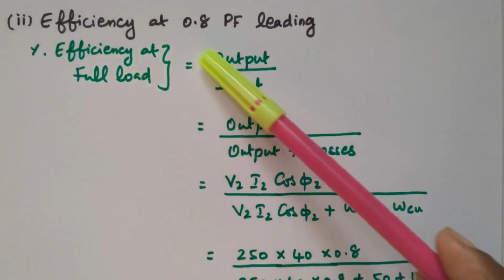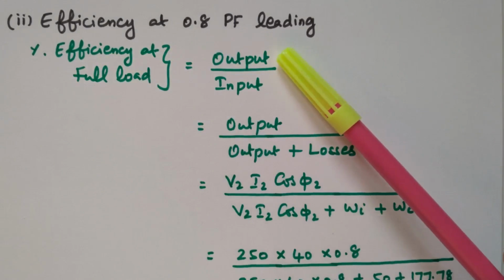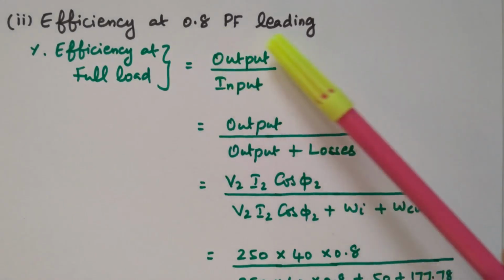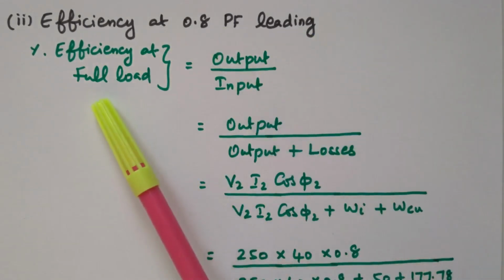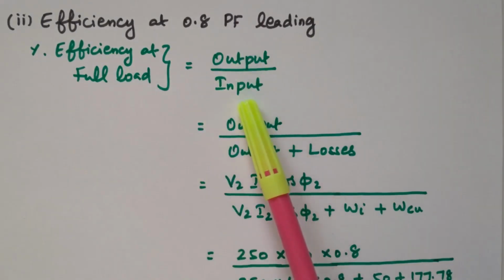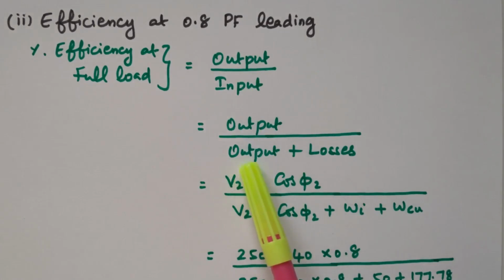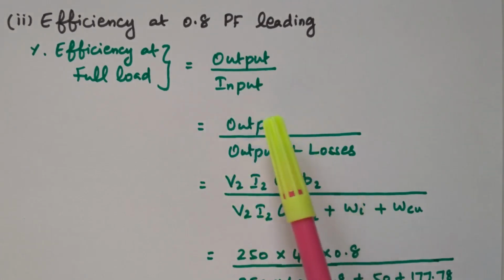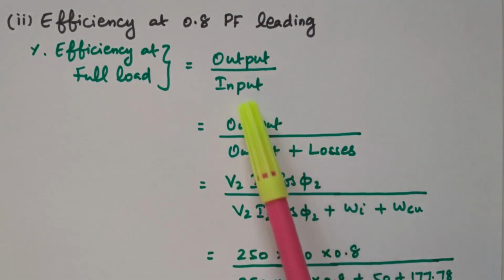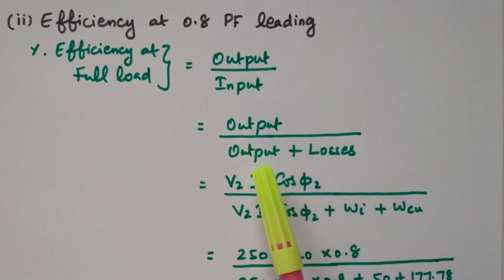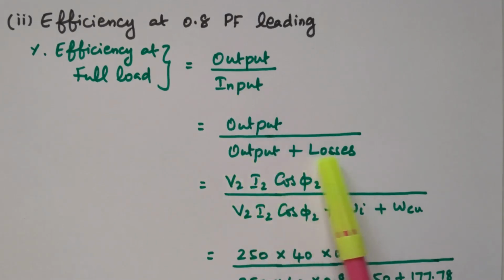Efficiency at 0.8 power factor leading. The second question is efficiency at 0.8 power factor leading. So the efficiency at the full load is output divided by input, right? The input can be written as output plus losses, so output divided by output plus losses. The input is not given, the output rating is given, so the input is converted into output plus losses.